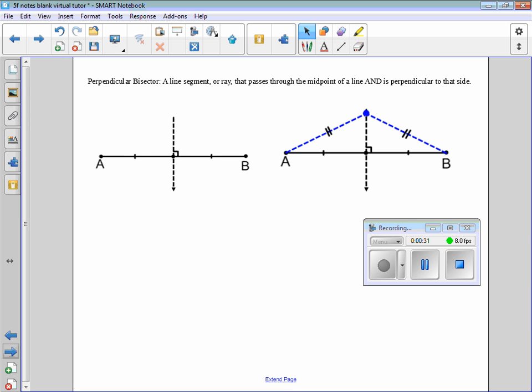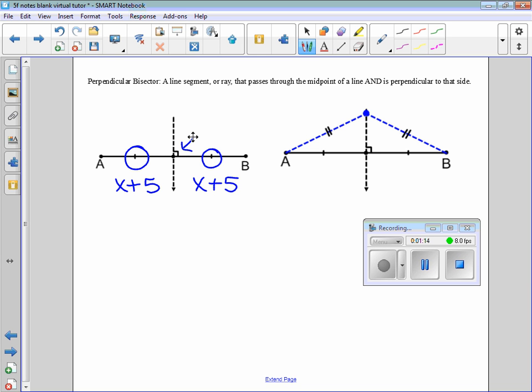So in the picture, you see that the dotted line is a ray, and it passes through the midpoint of the segment AB at a 90-degree angle. So we now have this segment congruent to this segment. If the left side is x, the right side is x. If the left side is 5, the right side is 5. If the left side is x plus 5, then the right side is also x plus 5.